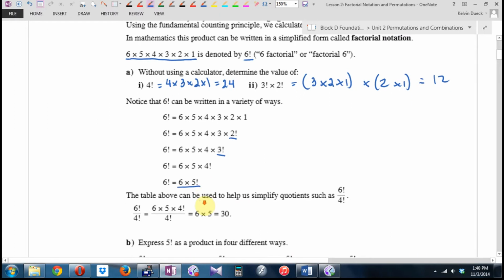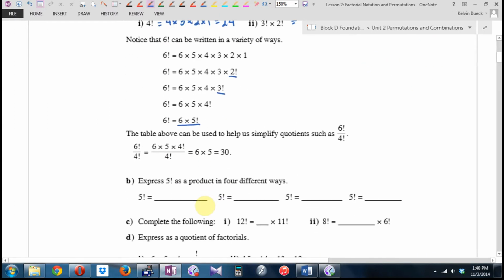That trick can allow us to simplify certain quotients. For example, if you want me to go 6 factorial over 4 factorial, I can recognize, first of all, which one's bigger, 6 factorial or 4 factorial? I rewrite the smaller one, and I start to expand the bigger one. 6 times 5 times, and I'm going to write 4 factorial instead of 4 times 3 times 2 times 1.